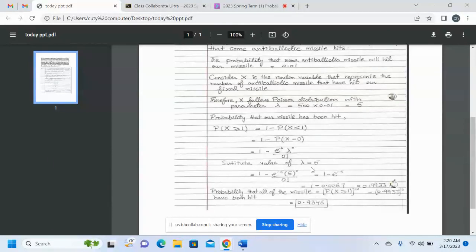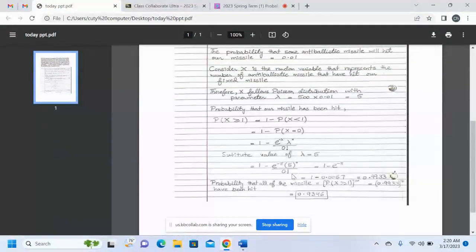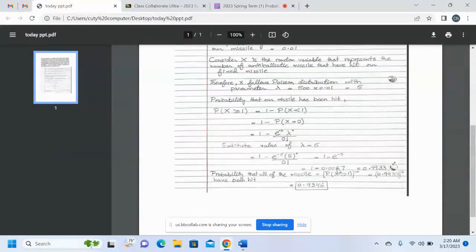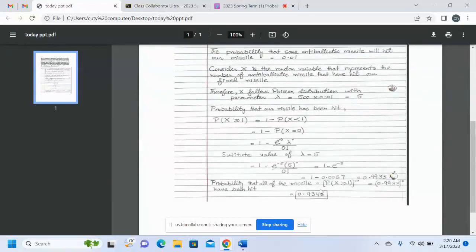Substitute the value of lambda equal to 5. So after solving it, we will get 1 minus e to the power of minus 5. So when we solve it, we will get 0.9933. That is the probability that the missile has been hit. So we have to raise this answer to the power of 10, and we will get 0.9346, or 93%. Wow, pretty high. Okay, very clear.